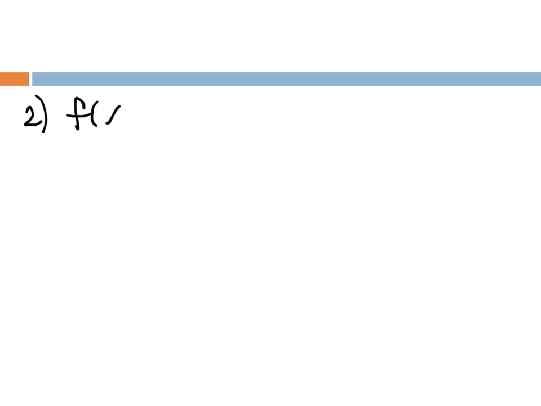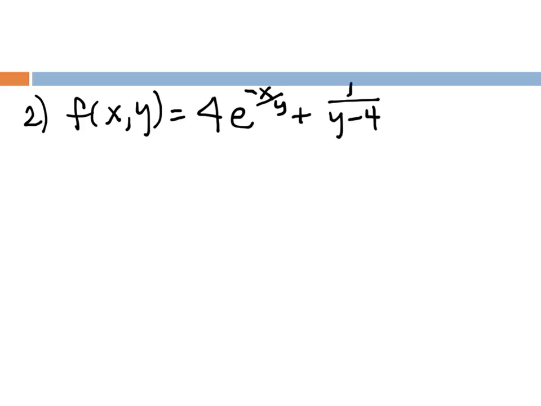Same directions. I'm changing your function. F of xy is going to be 4e to the negative x over y plus 1 over y minus 4. It might be helpful to think about this because we're going to be working with derivatives as negative xy to the negative 1. Potentially even, depending on what kind of a viewpoint you do, you might want to think of this one like that. You could do that. So whichever viewpoint you want to use is fine.